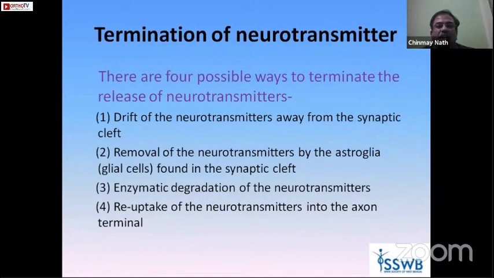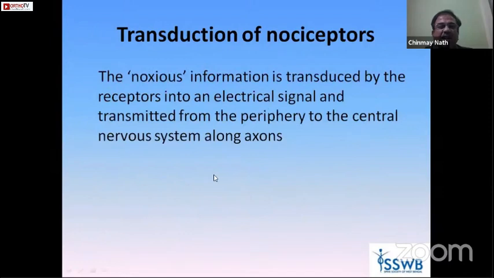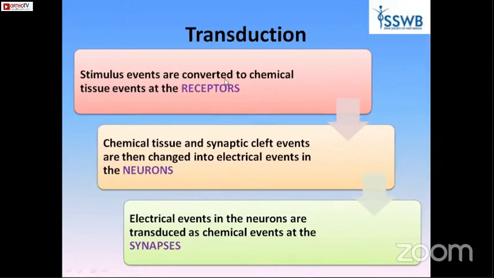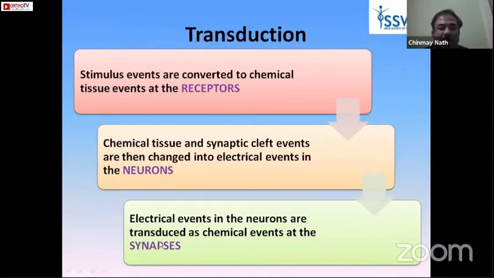Then there is termination. Very important is how the neurotransmitter is terminated. If it is not terminated, then a second action potential will not be generated. So there are four possible ways: drift of the neurotransmitter away from the synaptic cleft, removal of the neurotransmitter by glial cells, enzymatic degradation, and reuptake. Then transduction happens at the synapse. The chemical signal is converted into an electrical event by the receptor, then it transmits to the neurons, and then at the synapse it is again converted into a chemical signal.